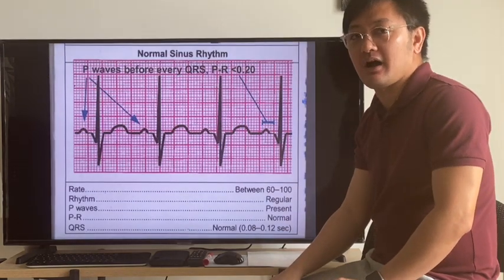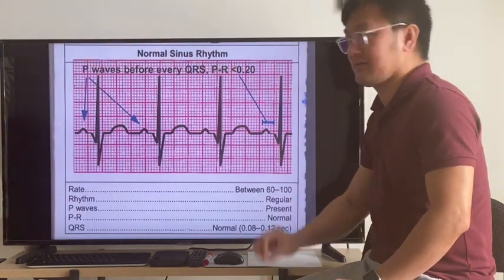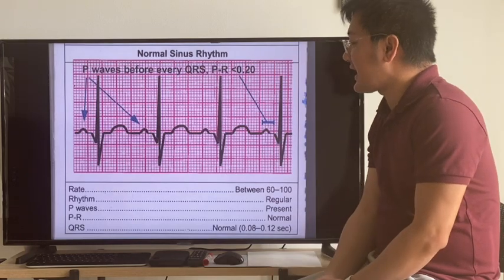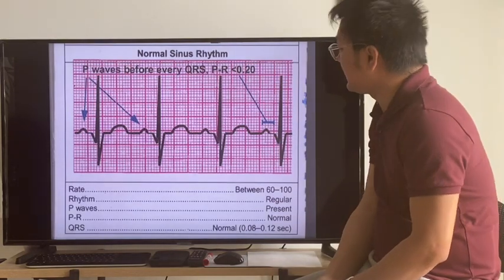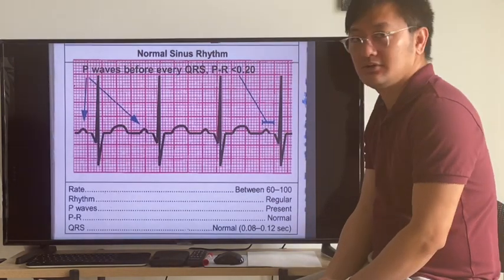How many T waves after the QRS? Only 1 T wave. Good. Next, check the heart rate. Remember, it's not a 6 second strip. So what will you do?